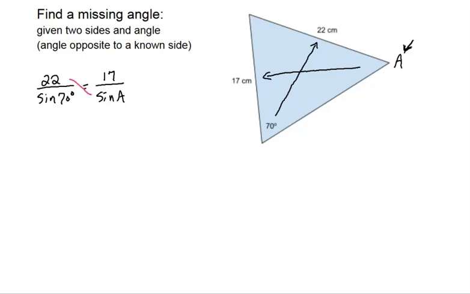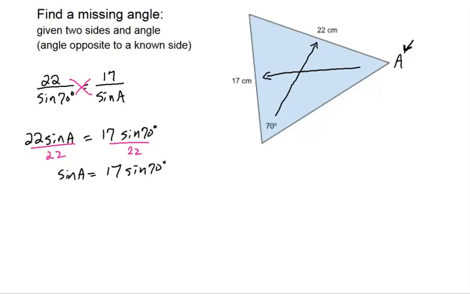Cross multiply. You're going to get 22 sine A. We prefer to not write sine A 22. We like to put the number in front. 22 sine A. And then when I multiply upwards, it's going to be 17 sine 70. Write the degrees. To get the sine A by itself, well, I'm going to divide by 22. Divide by 22. And that's going to give me the sine of A is equal to 17 sine 70 degrees divided by 22.